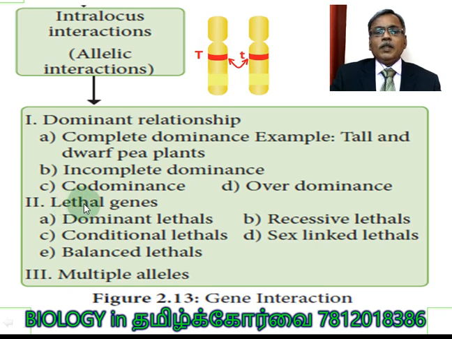Next, the second category is lethal genes. Lethal genes means one form of the allele is responsible to cause the death of the organism. A lethal gene is always fatal. It causes the death of the individual possessing the particular allele. Example, dominant lethal: the dominant allele may be lethal in nature. A recessive allele may be lethal in nature. Then recessive lethals, conditional lethals, sex-linked lethals, balanced lethals. Then the third category is multiple alleles. So these are the various categories of intralocus interaction or allelic interaction.